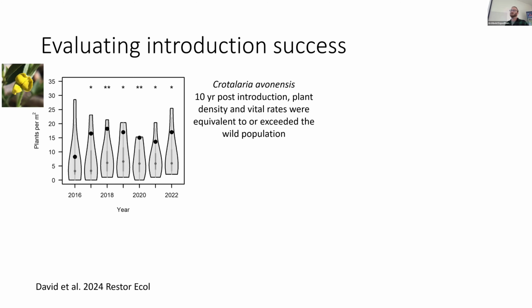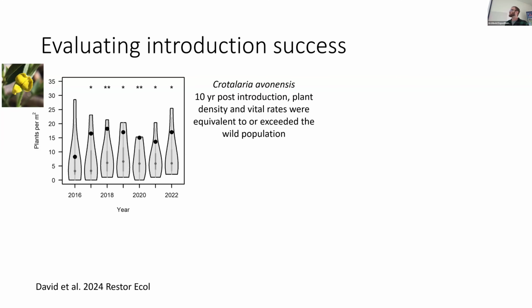So I'll just go through a few recent examples that have been published in the last year or are about to be published, hopefully. This is a figure from a recent paper on Crotalaria avonensis, the Avon Park harebells. We did an introduction back in 2012, and we were able to compare 10 years of post-introduction data with a nearby wild site. In this case, I'm showing the population density, but we have similar figures and analyses looking at different vital rates.